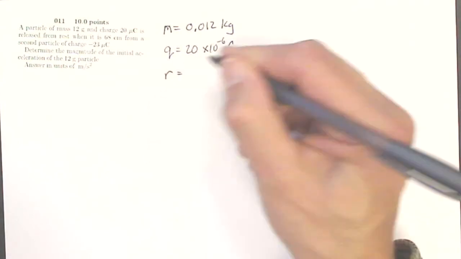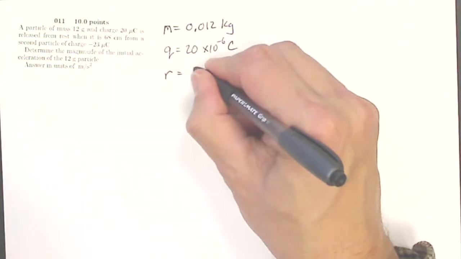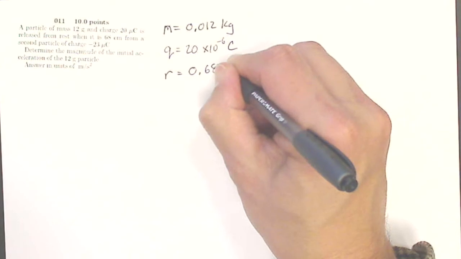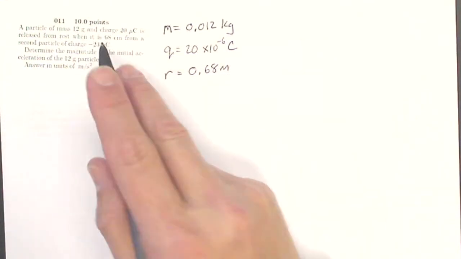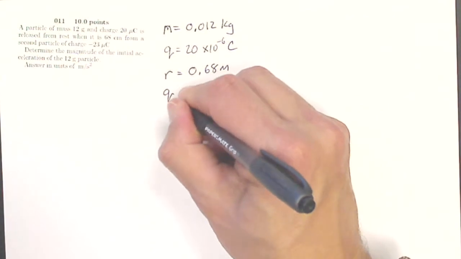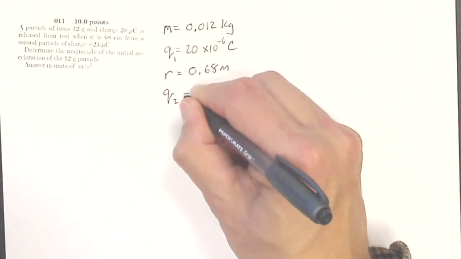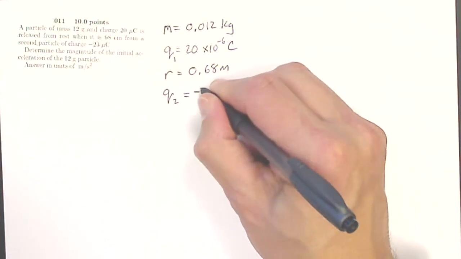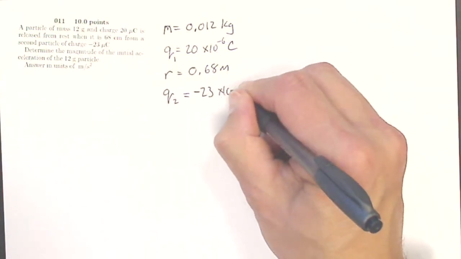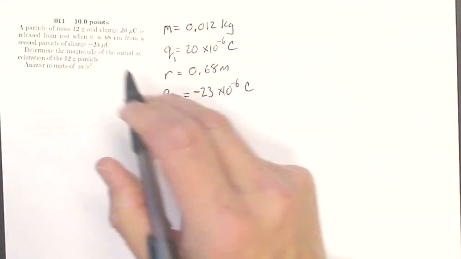So my R, the distance, is 68 centimeters. Well, I know that's 0.68 meters. From a second particle of charge negative 23 microcoulombs. So my Q2, let me make this Q1, Q2 is going to be negative 23 microcoulombs. That's negative 23 times 10 to the minus 6th coulombs.